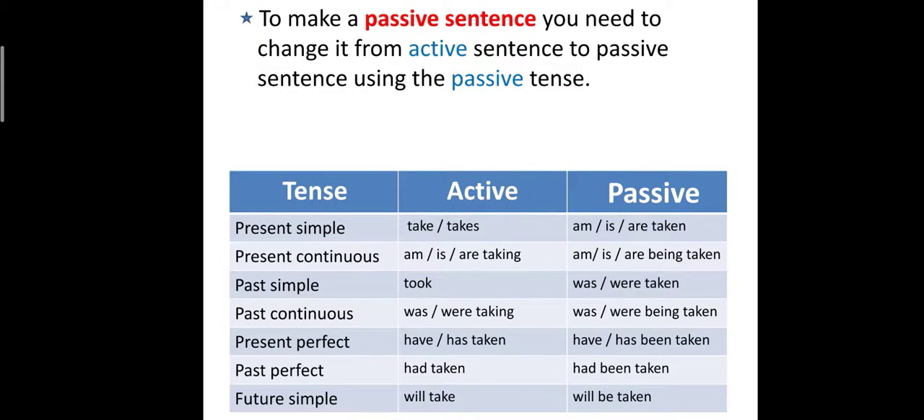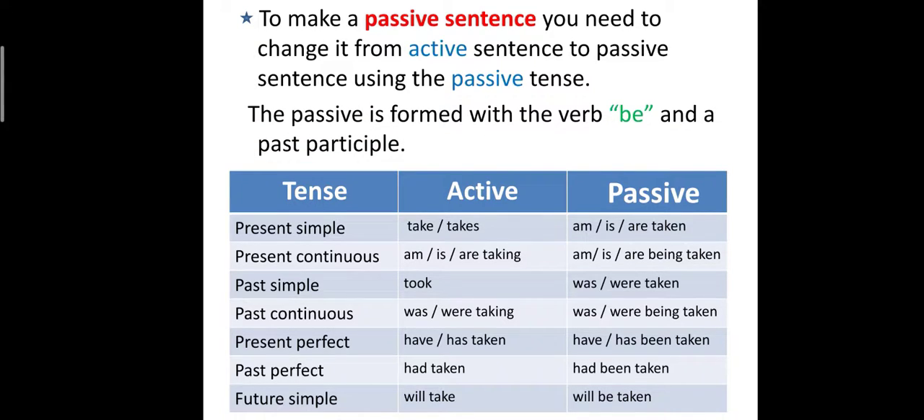To make a passive sentence, you need to change it from an active sentence to a passive sentence using the passive tense. The passive is formed with the verb be and a past participle. So here we have a table for some tenses, the active form and the passive form. The first tense is present simple. We have here a verb like take or takes. The verb to be in the present simple will be am or is or are, and the past participle of take will be taken.